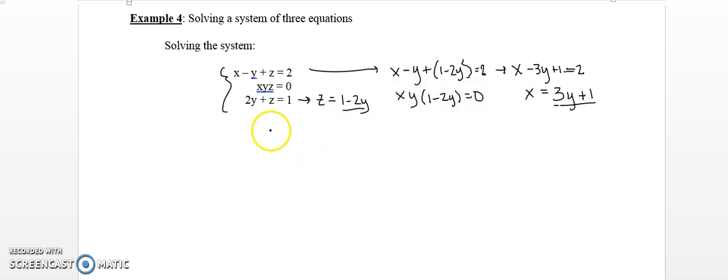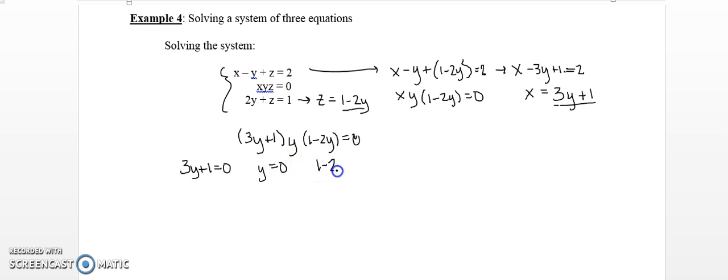So I'm going to have one equation with one unknown. So this becomes 3y plus 1. That's the x. y stays y. And then we have 1 minus 2y. So these three things all multiplied together equals 0, which means at least one of them has to be 0. So I'm going to set each of these equal to 0. 3y plus 1 equals 0. y equals 0. And 1 minus 2y equals 0.